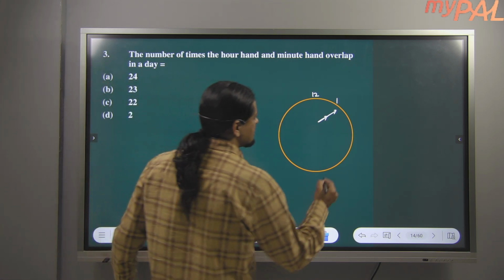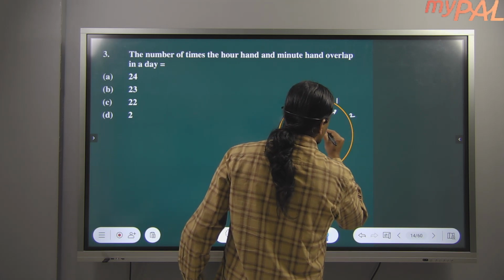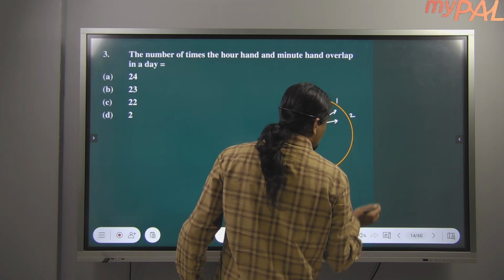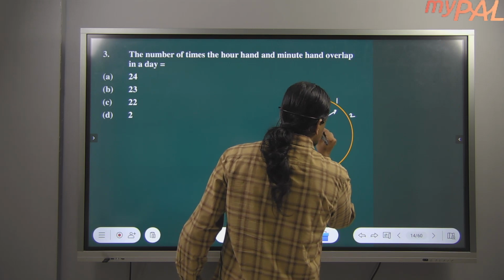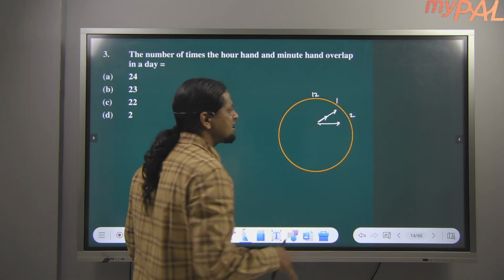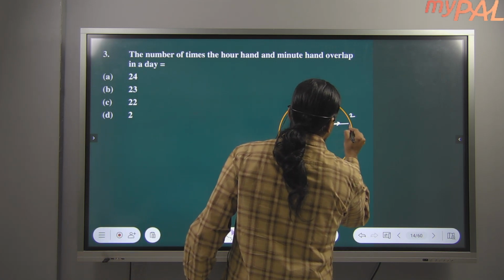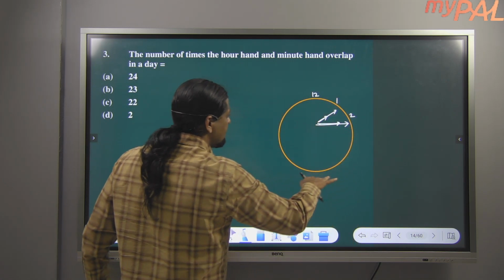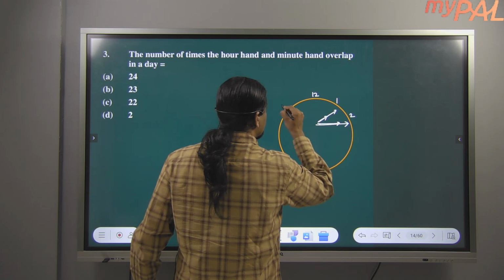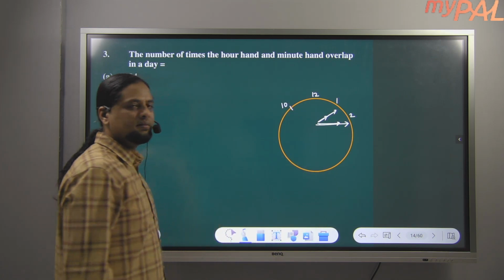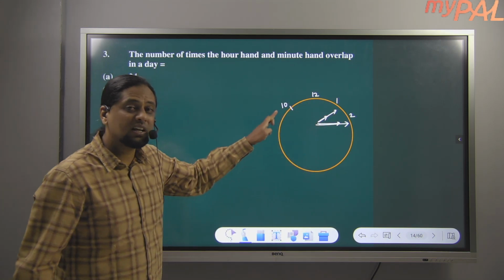Same way it happens at 2 o'clock. At 2 o'clock, what happens? They don't overlap at exactly 2 o'clock. After 2 o'clock, about 10 minutes later, the hour hand would have moved ahead by 6 to 7 degrees. Then the minute hand comes over there and it overlaps. So the same thing repeats until when? Until 10 o'clock this keeps repeating.